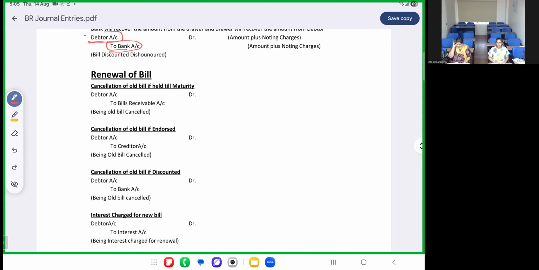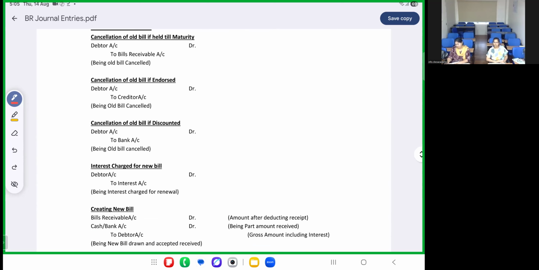Now, what if I have endorsed it? How will I cancel the bill? The debtor will again become my debtor, and the creditor will again become my creditor. Debtor to creditor account. Same dishonor entry. Are you clear? Yes. Now, what if I have to cancel a bill which is discounted? Debtor to bank account. Old bill cancelled.